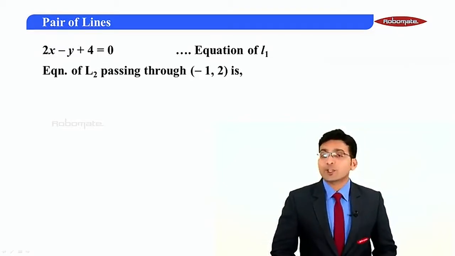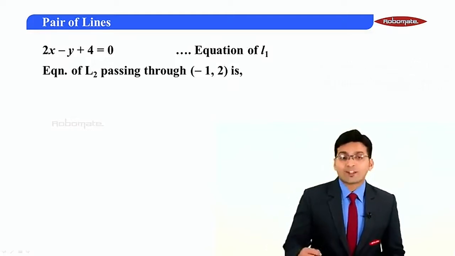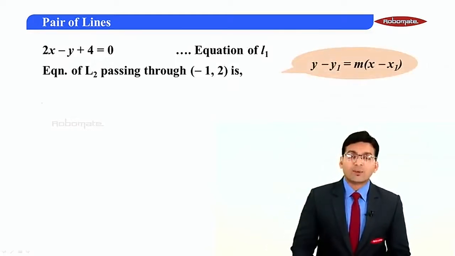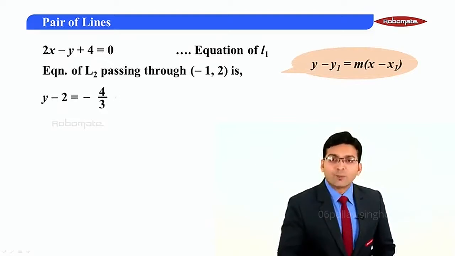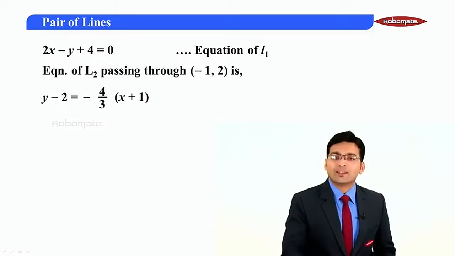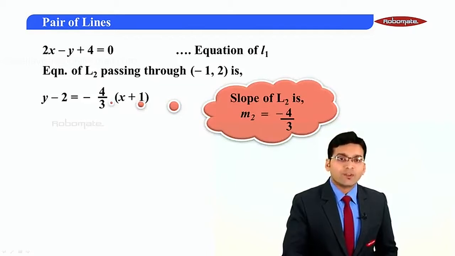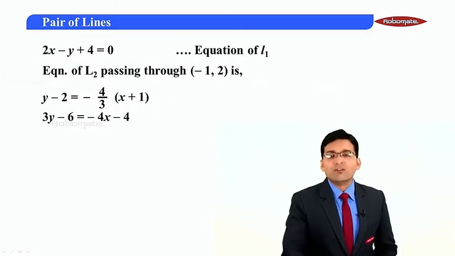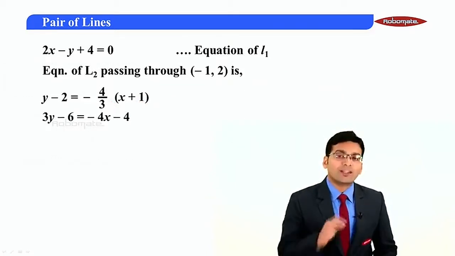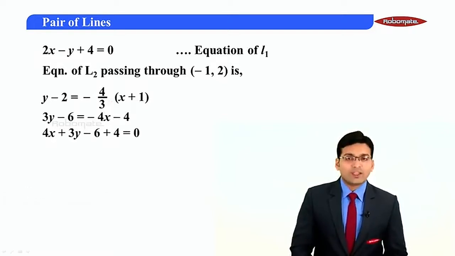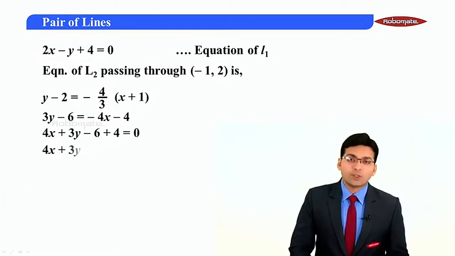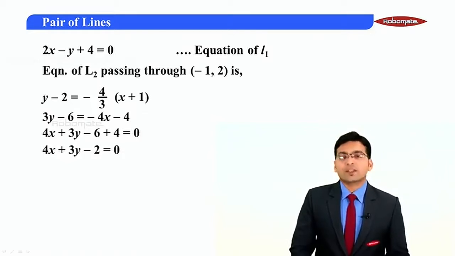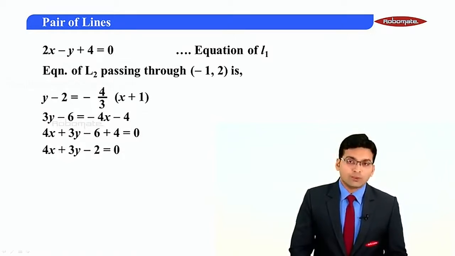Similarly, we can find the equation of L2, which again passes through the same point, and this equation becomes y minus 2 is equal to minus 4 by 3, the slope, into x plus 1, and on simplification we get 3y minus 6 is equal to minus 4x minus 4. This gives 4x plus 3y minus 6 plus 4 equal to 0. That means 4x plus 3y minus 2 is equal to 0.